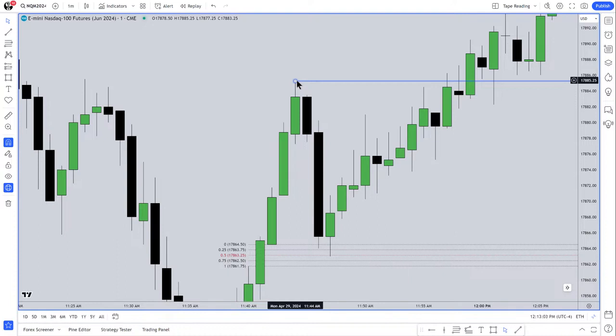Find a low-hanging fruit objective. You're not trying to trade the whole daily range. You're not trying to pick the low of the day. You're not trying to pick the high of the day. You're not trying to get 100 handles every trade. You're looking for something that's going to be easy. Go in, get it, be content with that, be happy with it.